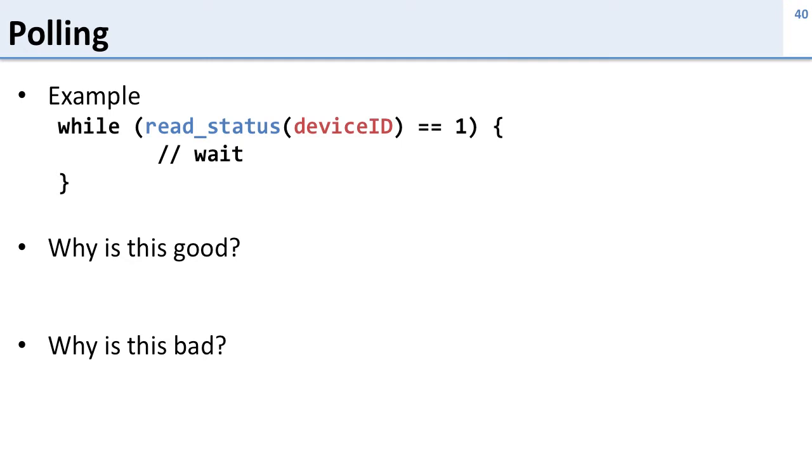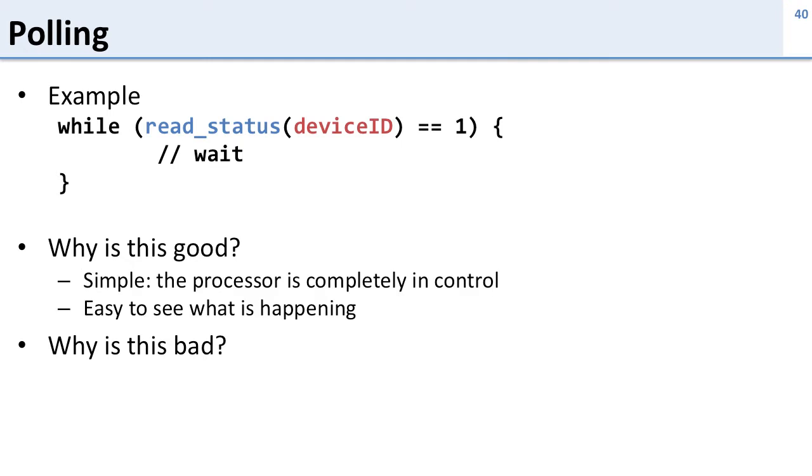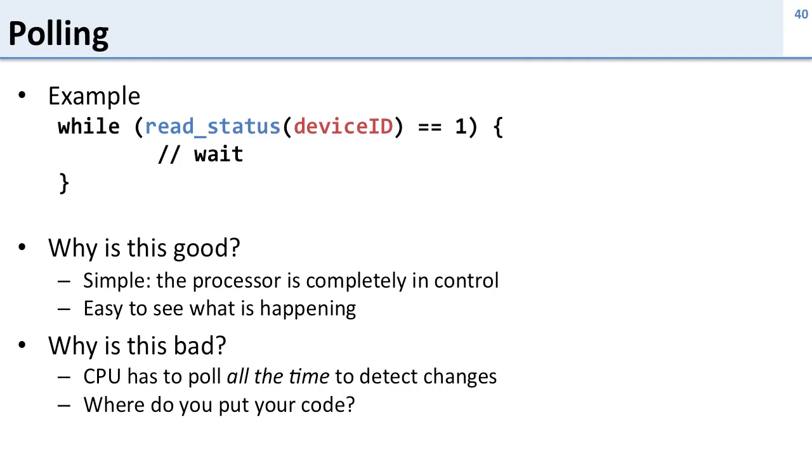So why is this code good? Well, it's simple. The processor's in complete control. We know exactly what's happening in the machine because the processor just sits there checking the status. Why is it bad? Well, the CPU has to poll all the time to detect the change. Where are you going to put your code? If I want to write code that's doing a calculation, and the operating system has to sit here reading the status all the time to see when the device is done, it's not going to be a very efficient calculation.